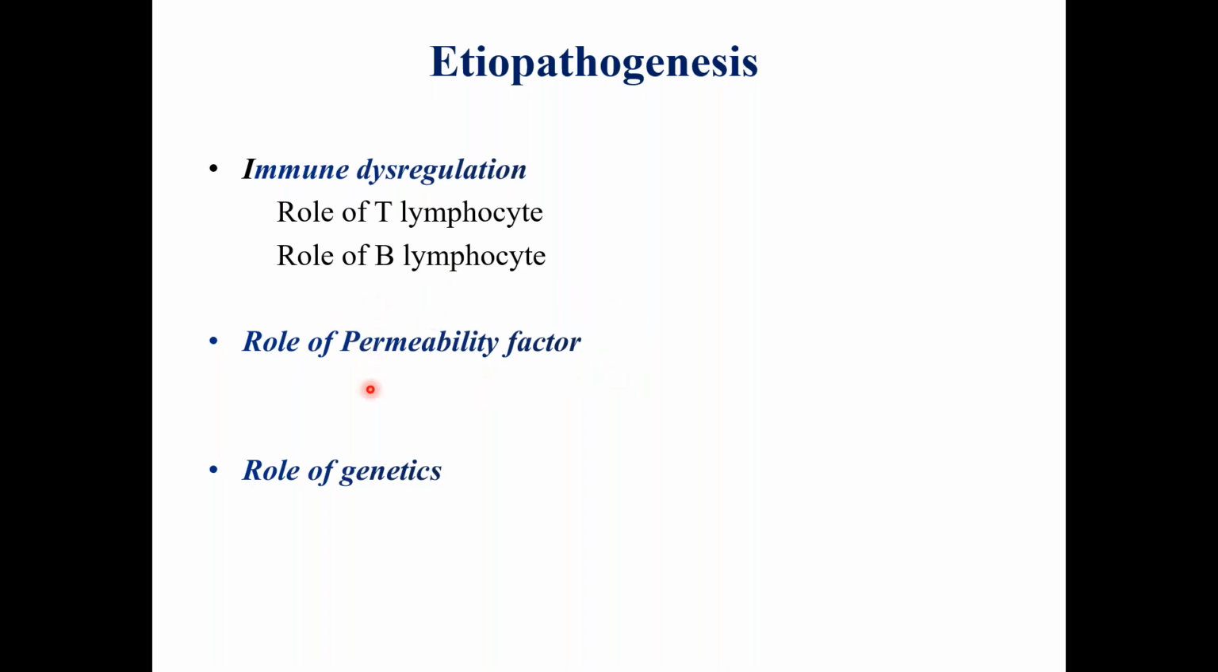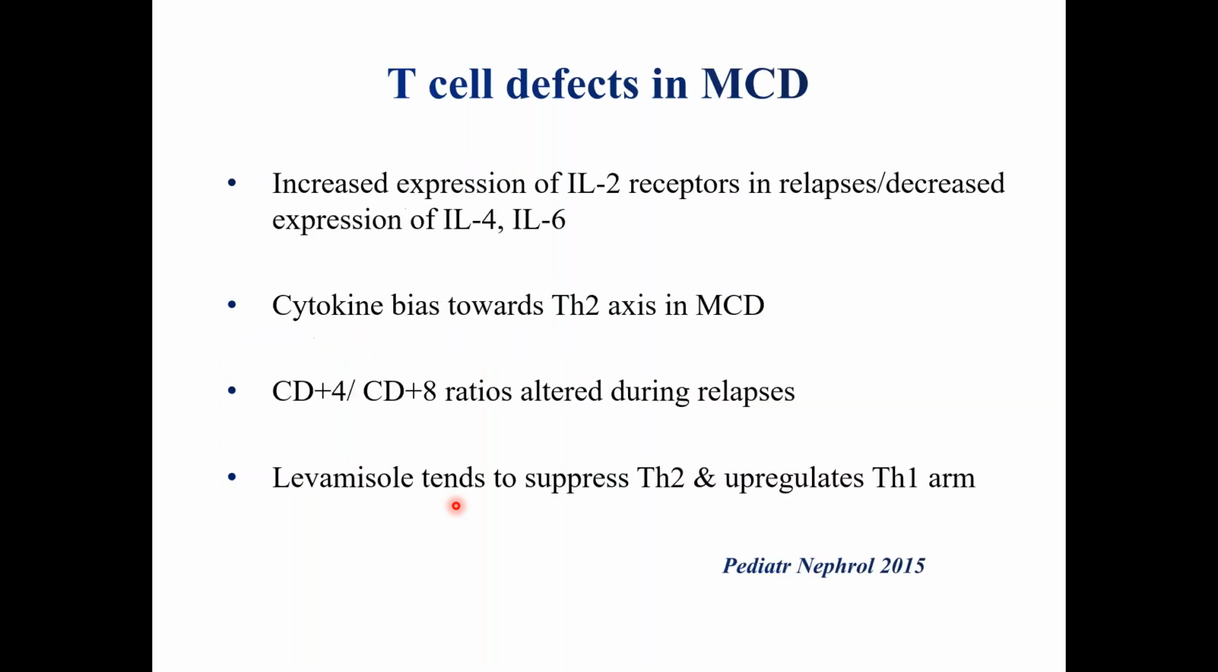Permeability factor is essentially a protein which is present in the sera of many patients who have been identified with focal segmental glomerulosclerosis, and this factor appears to increase the glomerular permeability to protein. And also there appears to be a role of genetics, when we talk about proteins like nephrin and podocin being defective, which are located either on the basement membrane or on the junctional podocyte membranes. Any abnormality of these proteins also has a role in causing proteinuria.